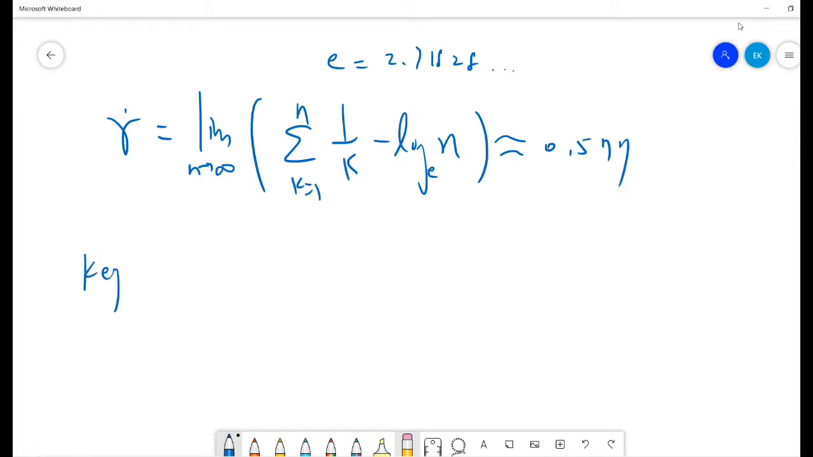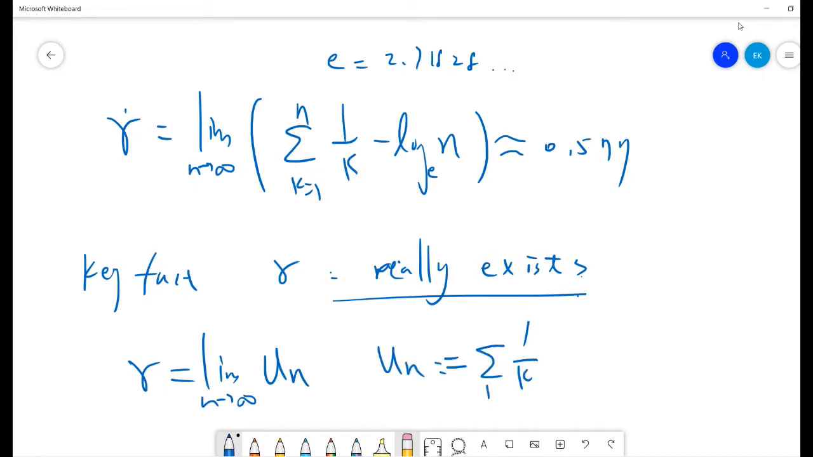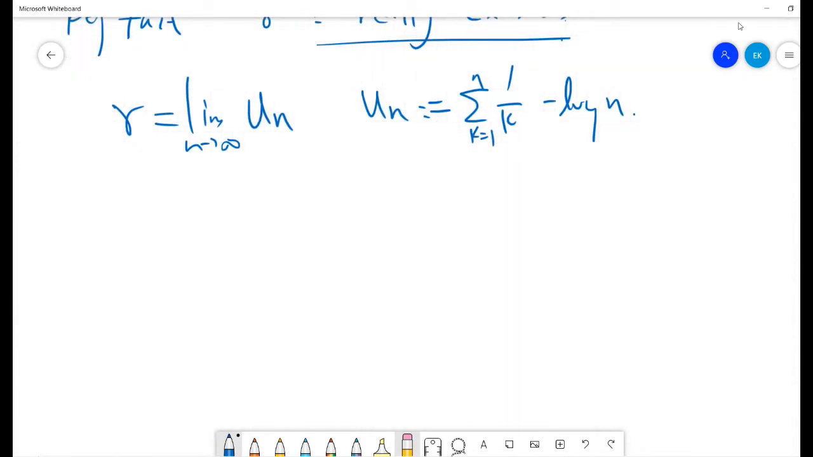So the key fact is that gamma really exists. In this video we want to show that this limit actually exists. Gamma is defined to be this limit of u_n, where I define u_n to be the sum of 1 over k from 1 to n, minus log n. The key point is that the limit of u_n exists, so gamma exists.